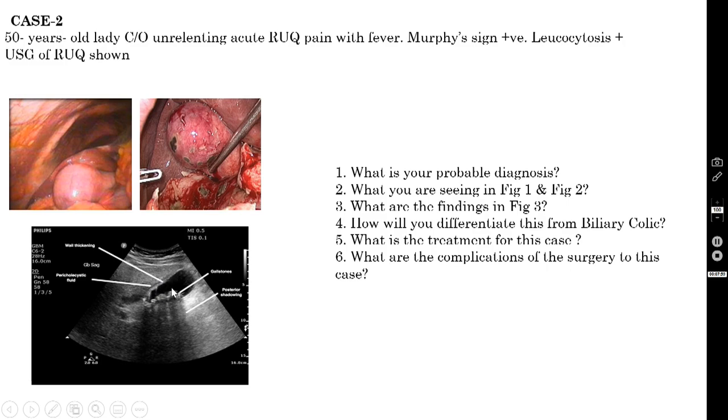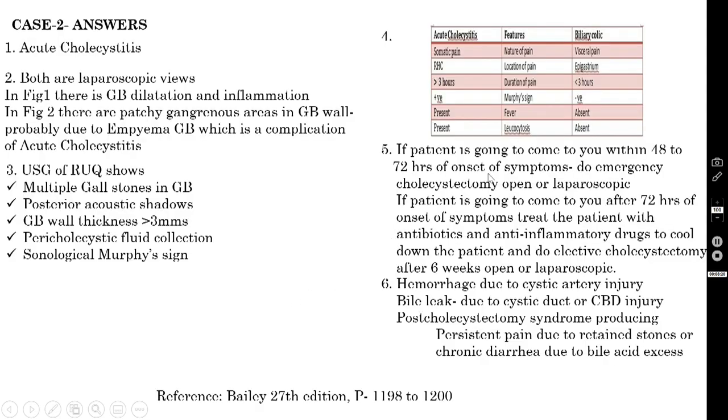If the patient is having, number 1, gallstone with posterior acoustic shadow, gallbladder wall more than 3 millimeters, and pericholecystic fluid collection, and the patient is also having sonographic Murphy's sign positive, it is a case of acute cholecystitis. How will you differentiate this from biliary colic? So this is what I want to show you.